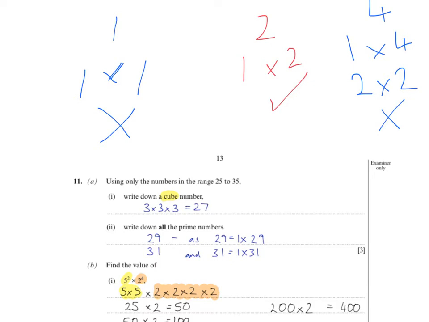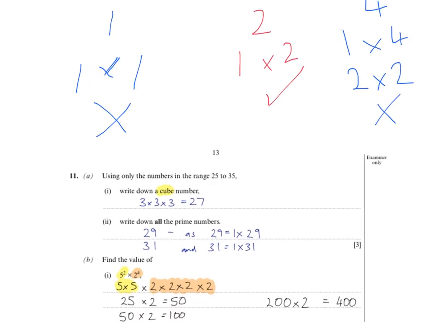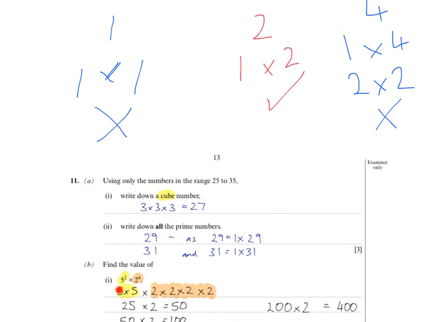When it said 5 squared times 2 to the power 4, I wrote down what it means to be 5 squared. So 5 squared is 5 times by itself. 2 to the power 4 means 2 times 2 times 2 times 2. It means there's 4 of them there, timesing each other. Now what I would do is I'd physically go and answer each step of that.